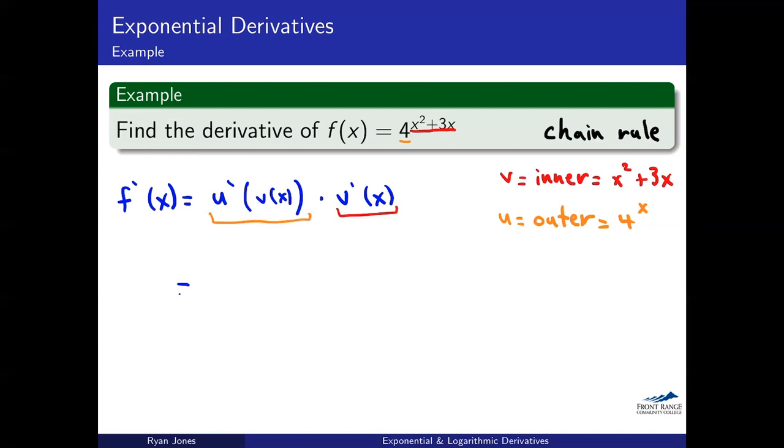And so when I actually do this, I'm going to take u prime, which is my outer. So I have my outer function is 4 to the x. Well, we've just learned how to take a derivative of 4 to the x. I write down 4 to the x, I just copy it, and I multiply it by ln of 4. And boom, that's it right there. We have our exponential derivative taken care of. But what we've got to be careful about is this v of x, right? Remember, we said we leave the inner unchanged. I don't want to write an x here. I want to make sure that I write x squared plus 3x. So let's go ahead and do that.